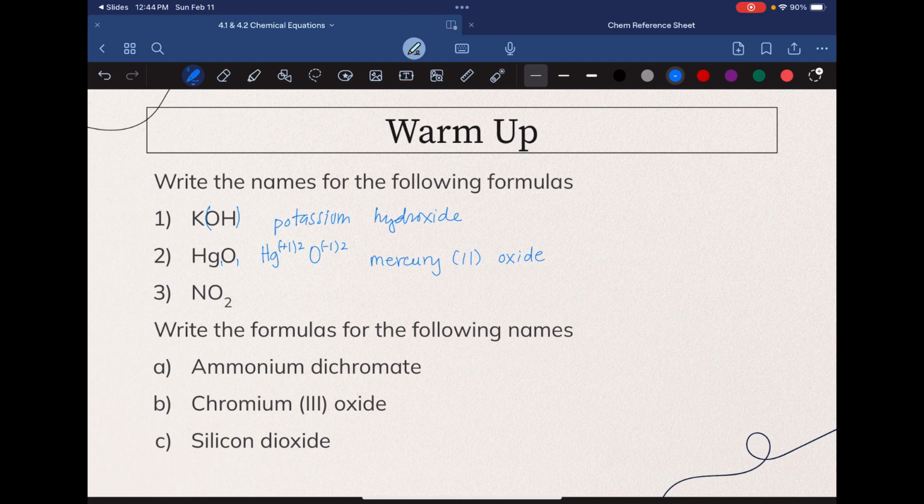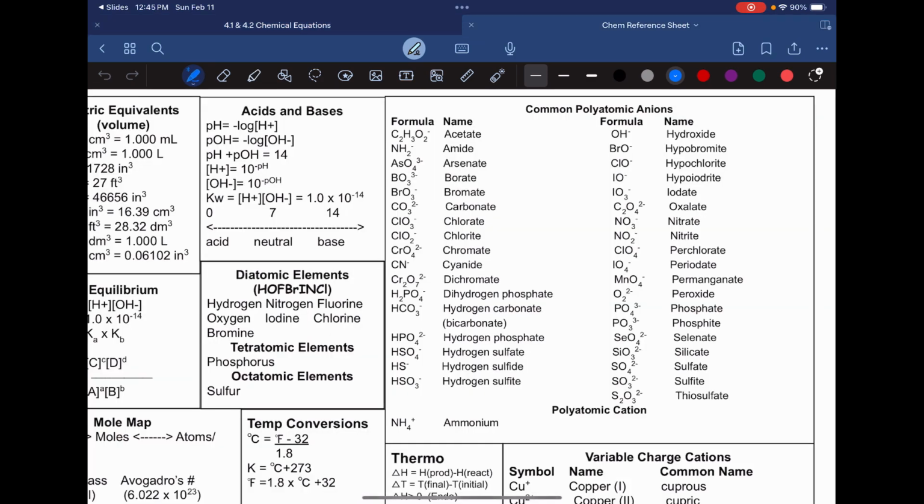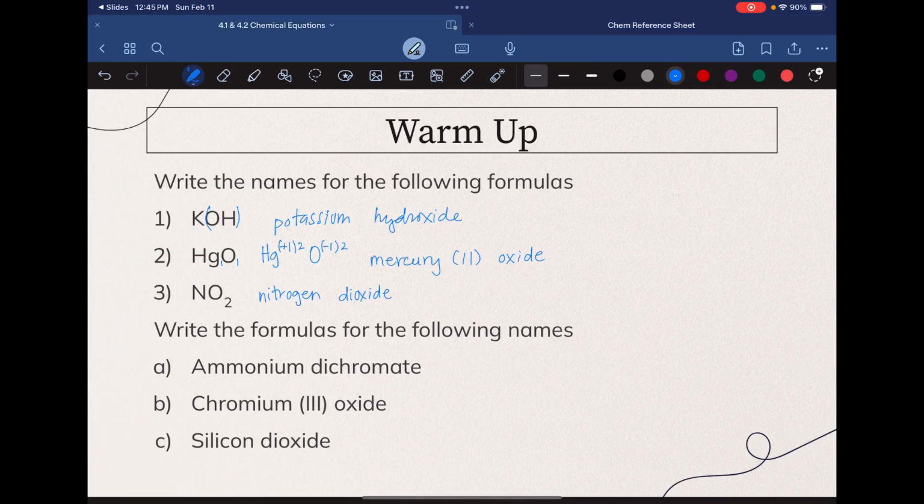NO2, you see 2 capital letters. N is nitrogen, O is oxygen. This is a covalent compound, so we will be using prefixes that tell us how many there are. Nitrogen, there is only 1, but we wouldn't say mononitrogen because it's the first one. 2 is di, and so this would be dioxide. So nitrogen dioxide. Some of you might have thought nitrite, the polyatomic, but again, polyatomics are going to have these charges. So if we're looking over here at nitrite, it would have been NO2 with this minus charge. But we are not talking about ions, we are talking about actual compounds.